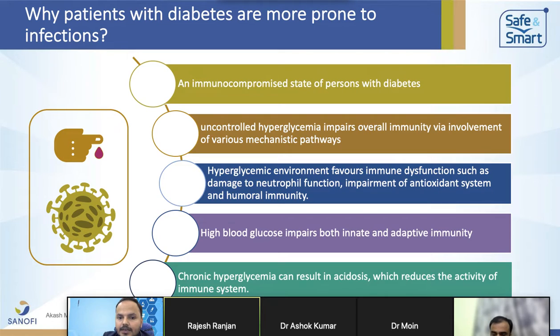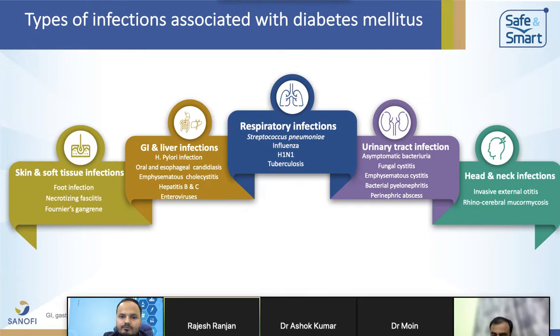Plus, the hyperglycemic environment favors immune dysfunction such as damage to neutrophil functions, impairment of antioxidant systems, and humoral immunity. High blood glucose levels impair both innate and adaptive immunity, and chronic hyperglycemia can result in acidosis, which reduces the activity of the immune system. It virtually affects all our body systems.